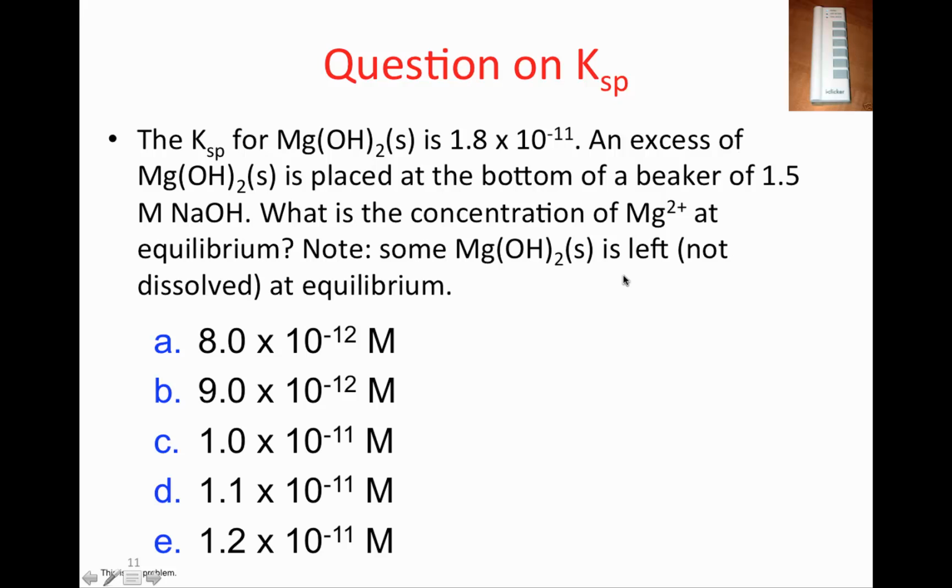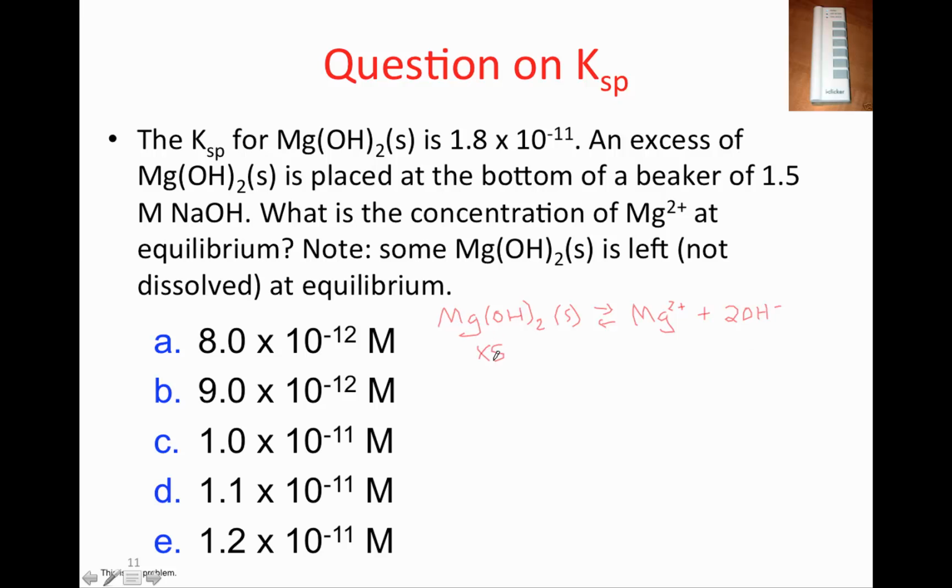Next problem, let's see, the KSP value for magnesium hydroxide is this. An excess of magnesium hydroxide is put at the bottom of a beaker of 1.5 molar sodium hydroxide. What's the concentration of Mg2+ at equilibrium? So good problem, and certainly one that we should know how to solve. So I've got magnesium hydroxide here. It has a small KSP value, so it's not very soluble in water. I get Mg2+ and 2OH-. This is the dissociation. We should all be able to write that down.